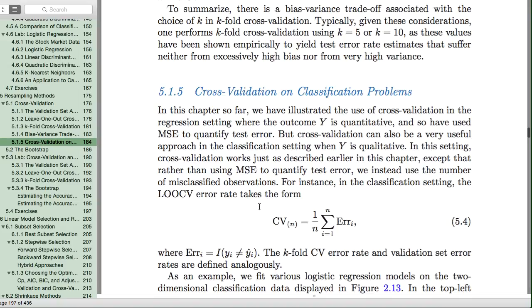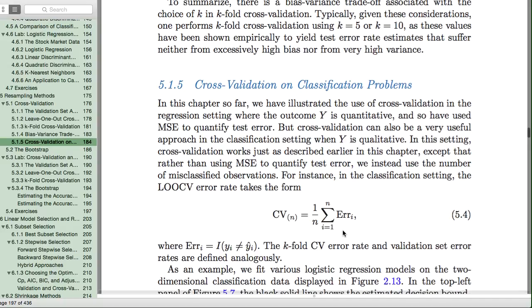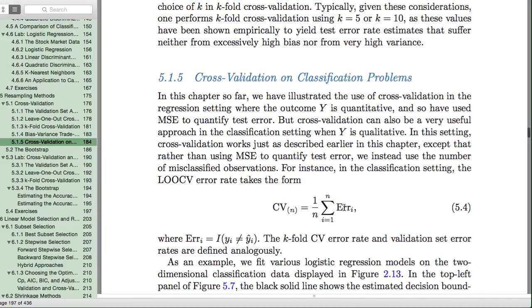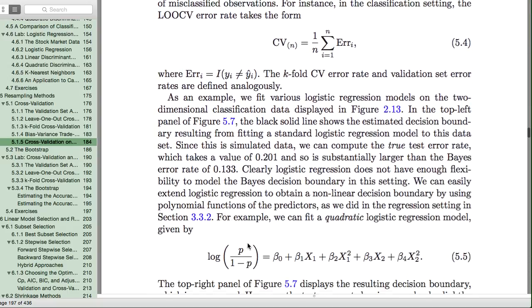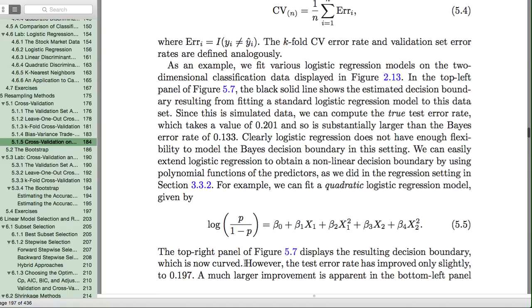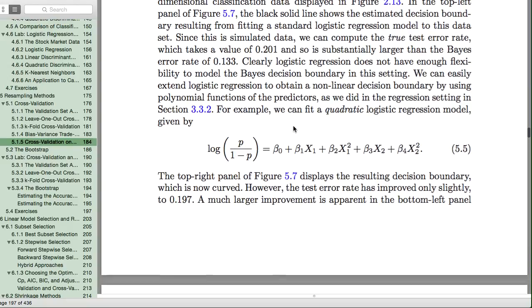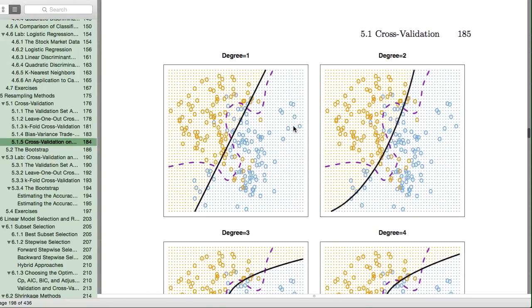Notice that we can do the exact same thing, except instead of MSE, what we're doing is taking the average number of errors. So this is the sum of the errors divided by the number of observations. And this is the extent to which we've placed our observation in the wrong category, so yi is not in the same category as y hat i. And we do the exact same thing. We can use logistic regression and apply cross-validation to that in essentially the same way.